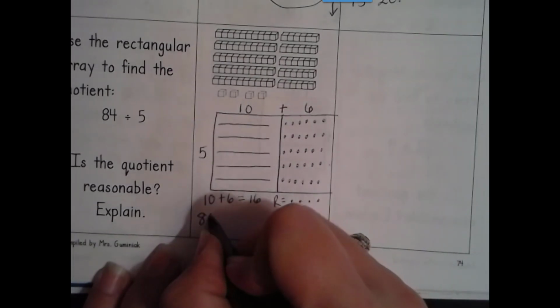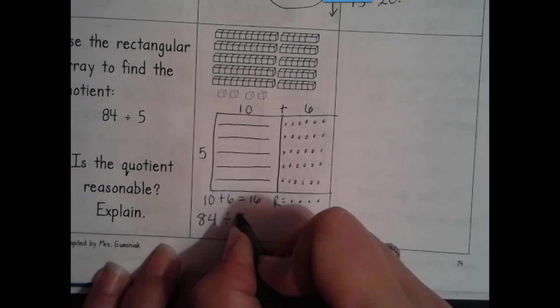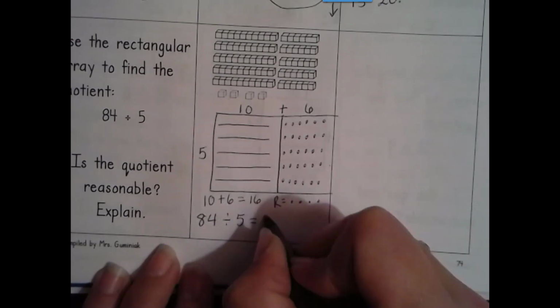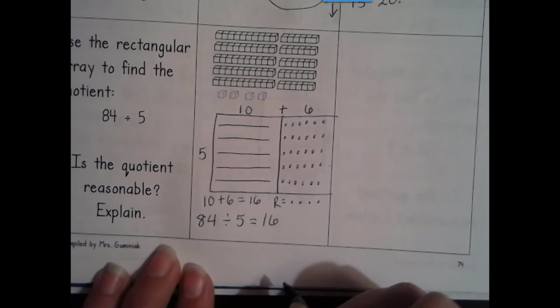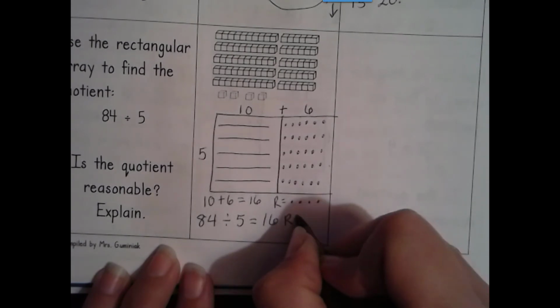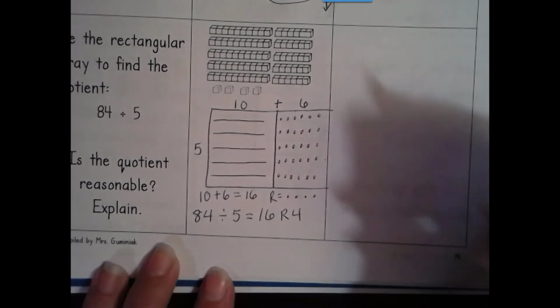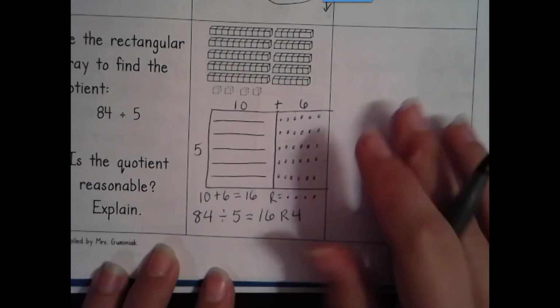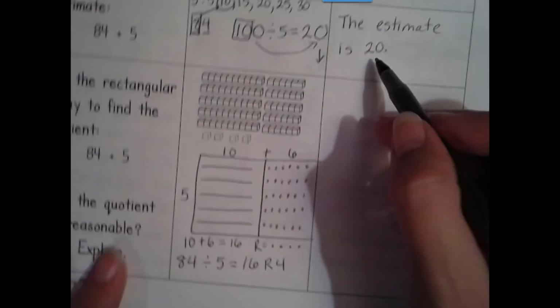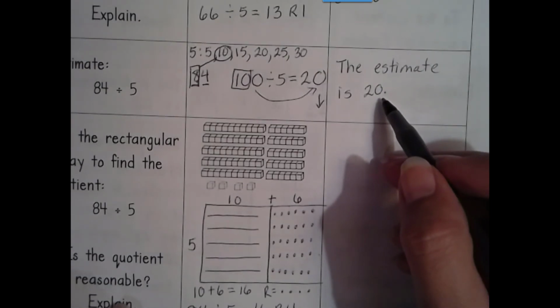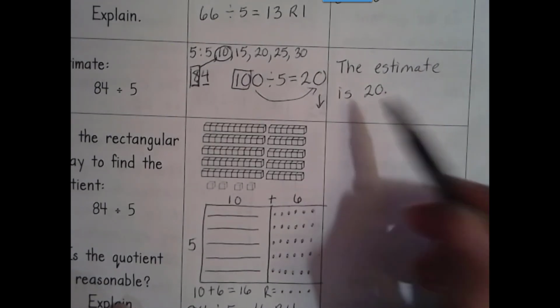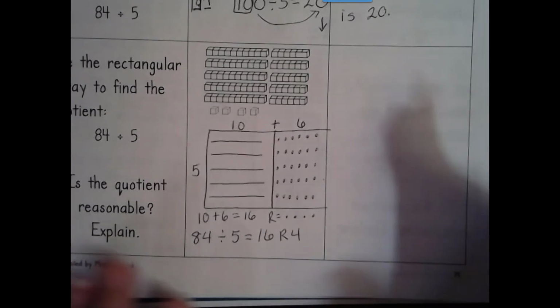So 84 divided into 5 equal groups will give me 16 in each group, but then I have 4 left over. Is 16, remainder 4, close to 20? Yeah, I knew my 20 would be too high. It is pretty close to 20, so it is reasonable.